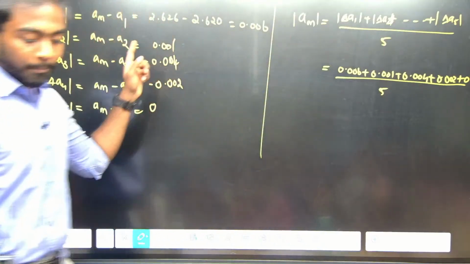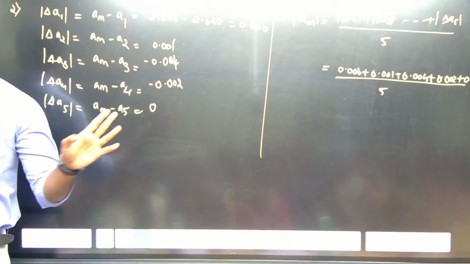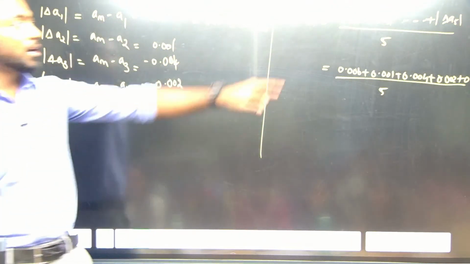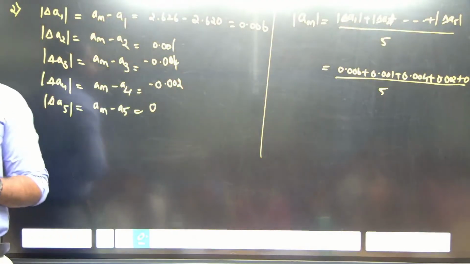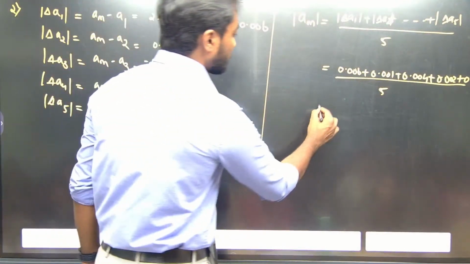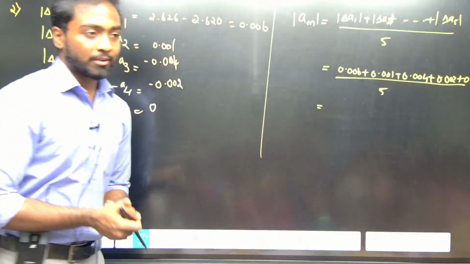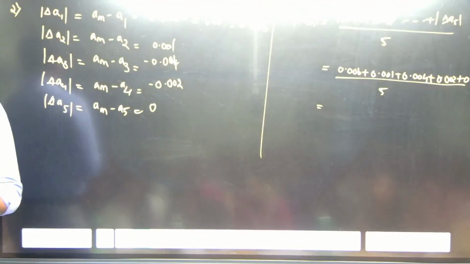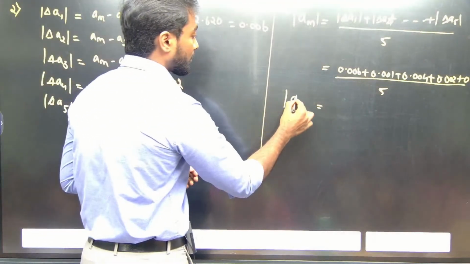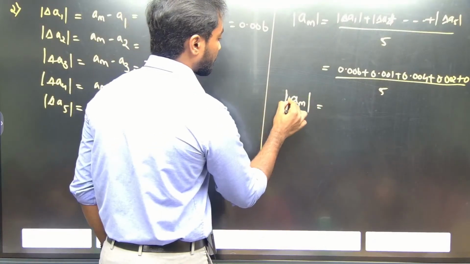Whatever the minus is there, I should consider as a plus only. That's the meaning of the modulus. So after getting the value, I should divide by 5. Like I should add everything, then divide by 5. We'll get the delta A mean value.